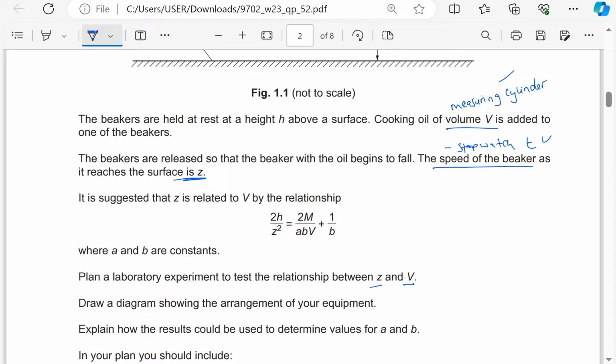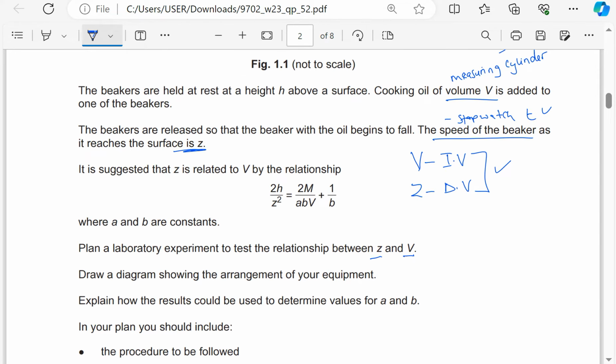So first of all, we have to choose which one is the dependent variable and which one is the independent variable. The independent variable is the one you change as the experimenter. For example, Z only changes if V has been changed. So it means V is the one which you are going to change as the experimenter. So V is going to be called the independent variable and Z is going to be the dependent variable. So if I can identify the independent and dependent variable, then I will be able to get another mark.